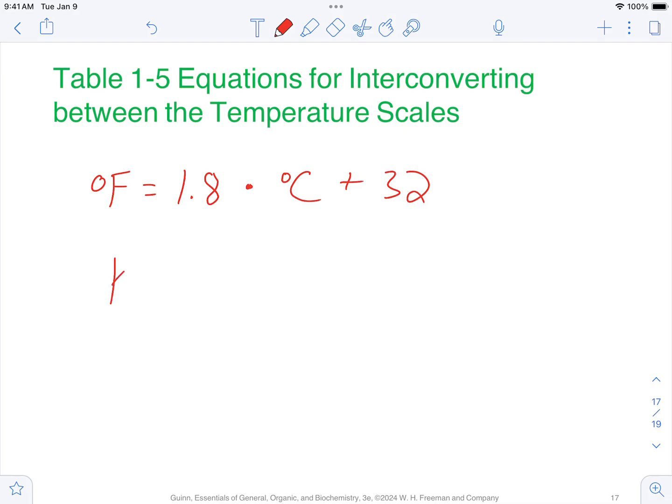And then if you want to get Kelvin, notice there's no degree sign on Kelvin. It's just K, capital K. You take your degree Celsius and you add 273.15. That number does not change. That is a constant. You cannot go directly from Fahrenheit to Kelvin. You need to go to Celsius first.